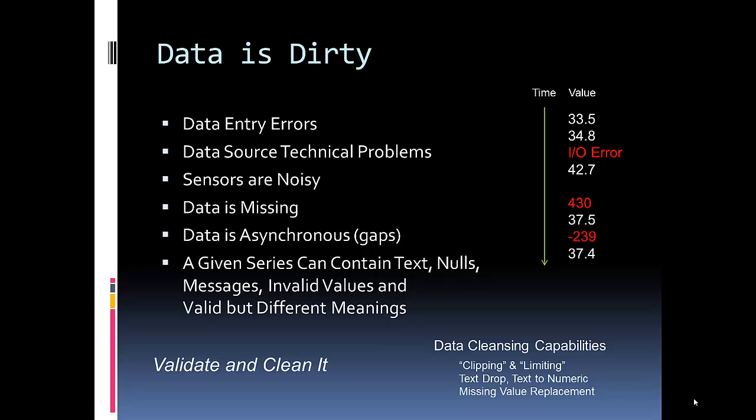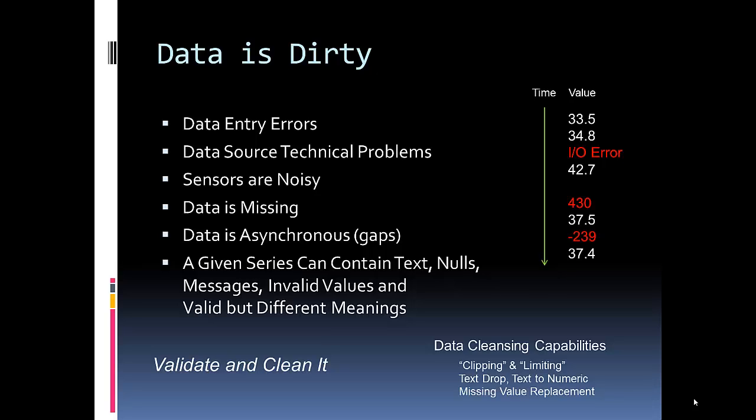Clipping would mean I'm going to take the 430 out and I'm going to replace it with nothing. Or I'm going to drop the entire row of data that has that 430 in it because I question the entire set of data at that moment in time. Or limiting might say, well, I know that this series goes from 20 to 50, and that says 430, so I'm going to limit it, and it, of course, pegs the limit at, say, 50.